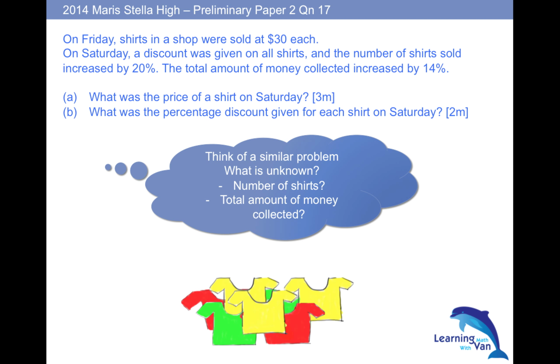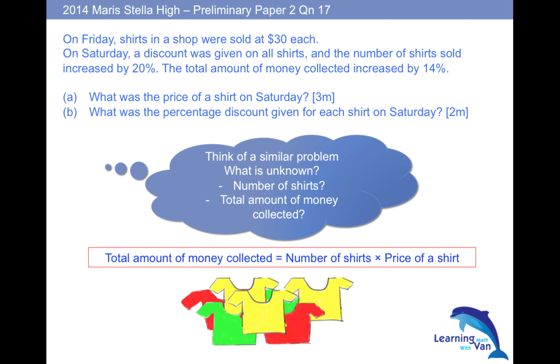Bear in mind that the total amount of money collected will be equal to the number of shirts times the price of the shirt. If you have 1 shirt, total amount spent will be 1 times $30. And of course, if you have 10 shirts, you have $300 spent or collected. Right, as simple as that.